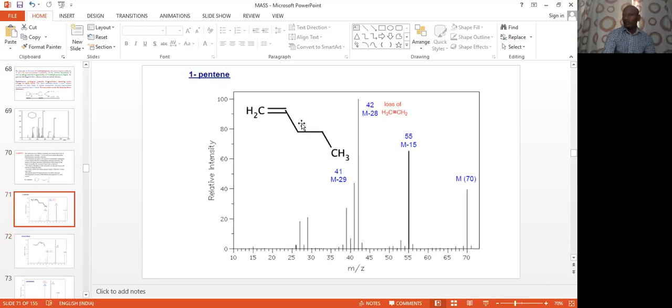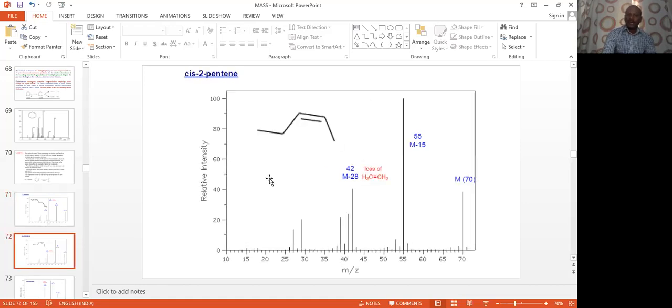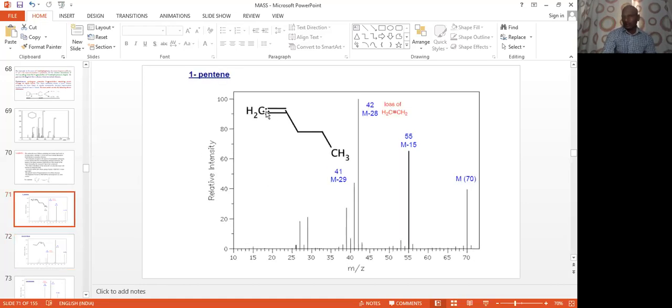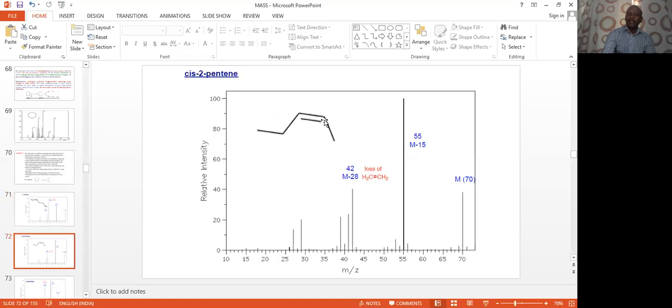So you should be able to differentiate whether it is a terminal alkene or a 2-alkene or anything. Coming to the terminal alkene, it means the double bond is at the terminal, at the end of the chain. That's why we call it a terminal alkene. So here it is not a terminal alkene.